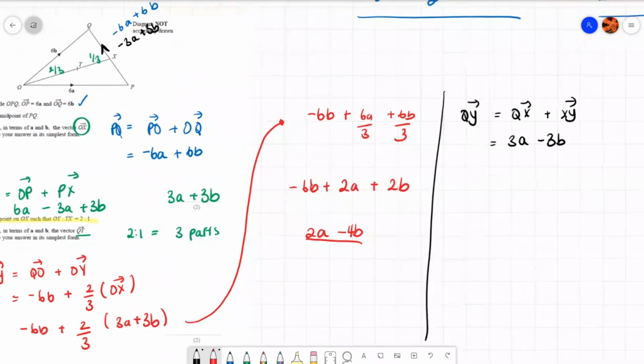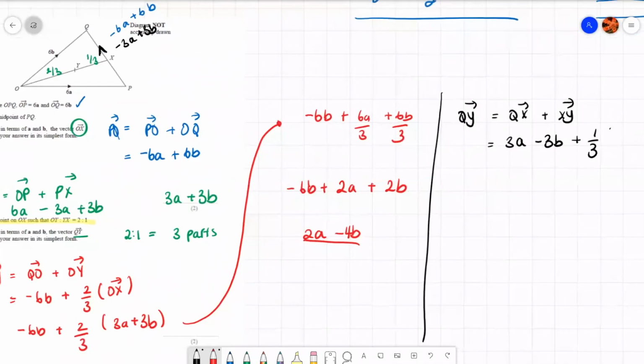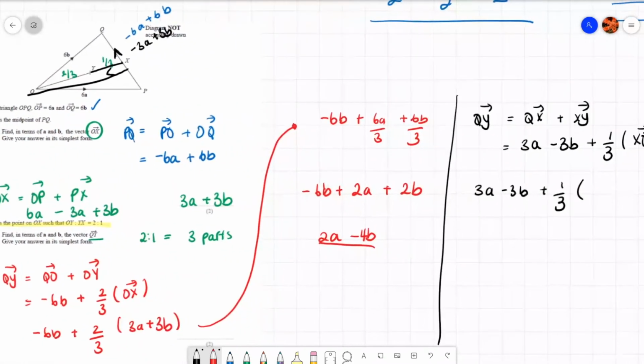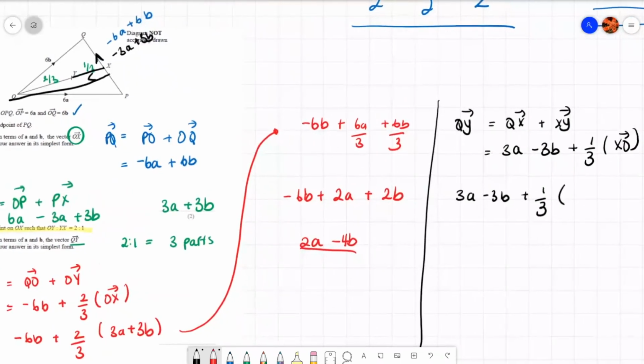Oh, and then XY is 1/3 of the line XO. Now, we've changed direction. Okay, it's 1/3 of this direction. So the full line there is XO. So I've still got 3A minus 3B plus 1/3 of XO. Well, I need to work out what XO is, because I know what OX is. Well, it's the opposite of that, isn't it? Because it's the opposite direction. So OX is 3A plus 3B. That's going to be minus 3A minus 3B.